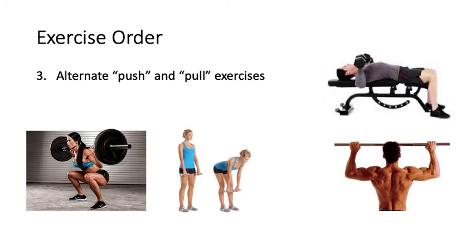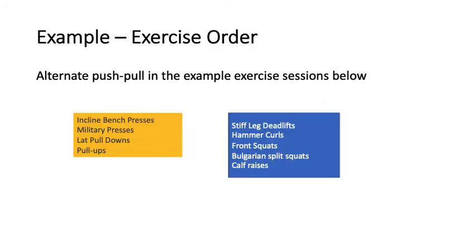A lower body example of push-pull is the push of a back squat followed by a deadlift, which is a pull from the ground up. Now let's work through another example of exercise order. In this case, we have two types of exercise sessions below in yellow and one in blue, and you want to alternate the push-pull in these examples. So pause the session right now and try to do this on your own.